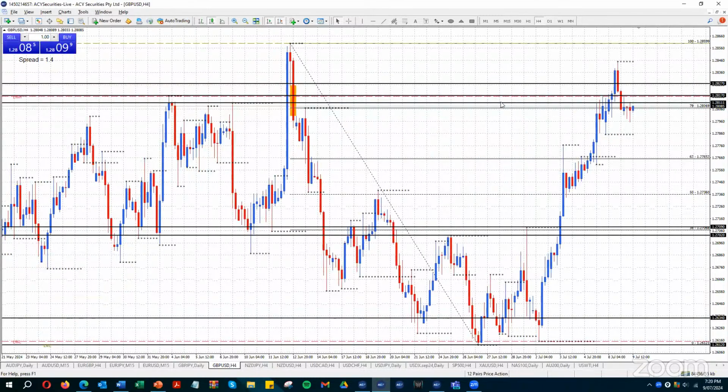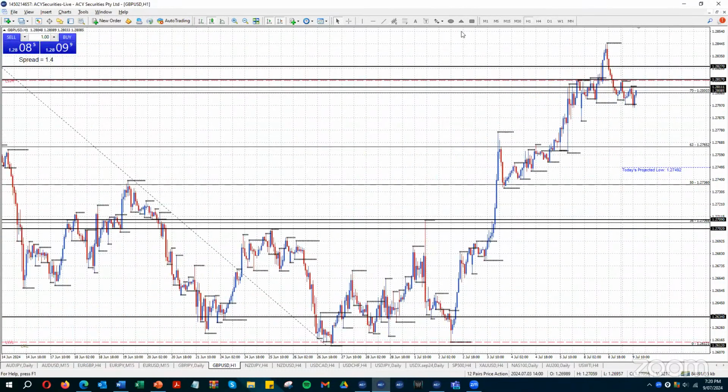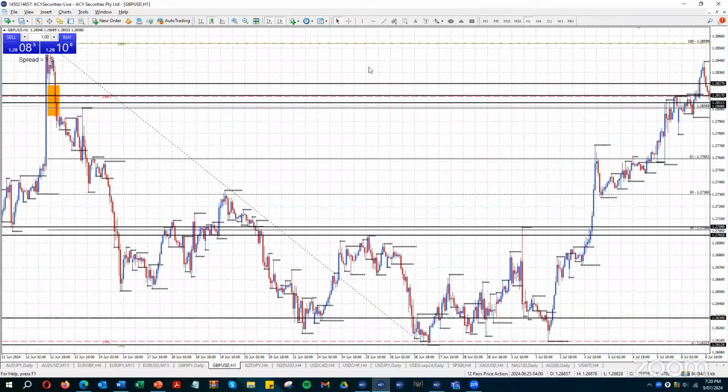On the 4-hour chart, we came in yesterday to fill this imbalance. And if you like imbalances, it actually came in and filled the 1-hour imbalance. So if we look at the 1-hour imbalance, squash it in.